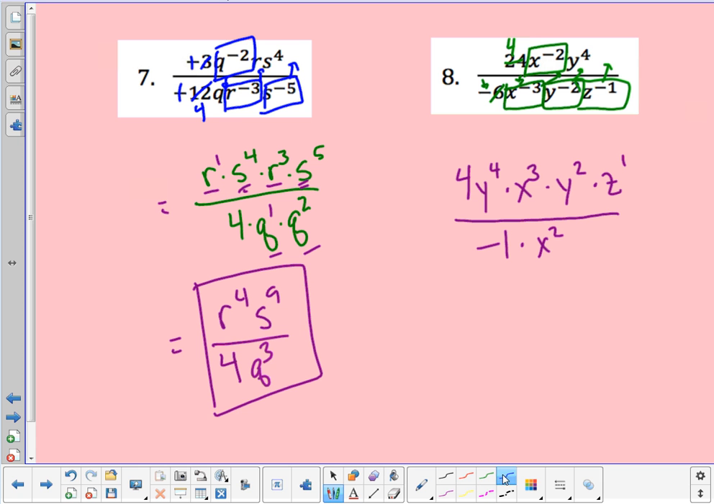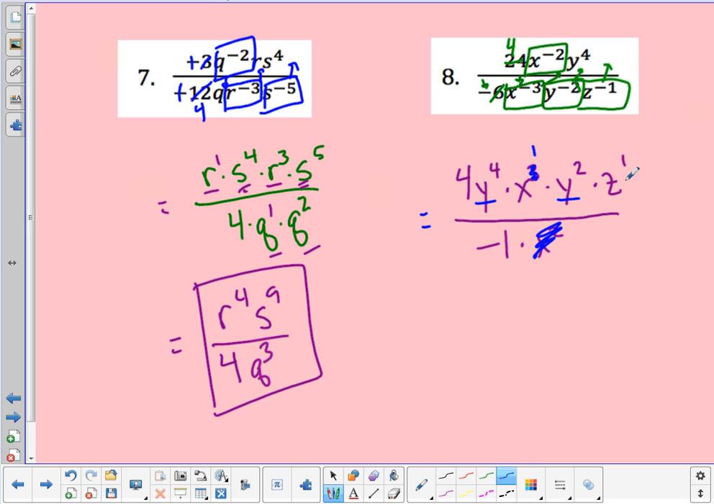So now let's see what else we can simplify, because there's still kind of a lot going on in this problem. So on the top, I see y to the fourth and y to the second. When I put those together, that is going to be y to the sixth. I also see some x's. I have an x to the third on the top, but also an x squared on the bottom. Now 3 minus 2 is 1. I have more on the top, so this is going to be x to the first, and these are going to go away.